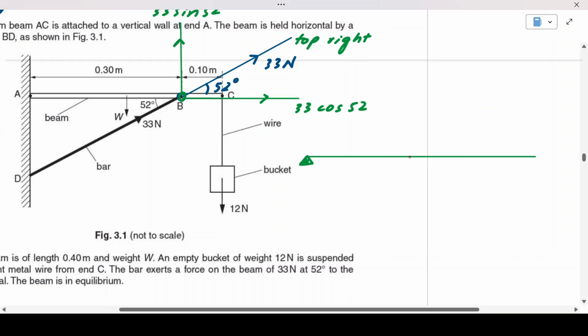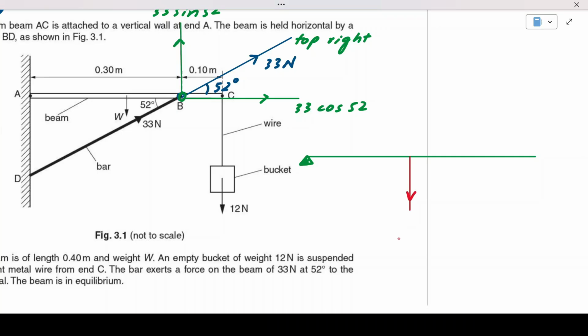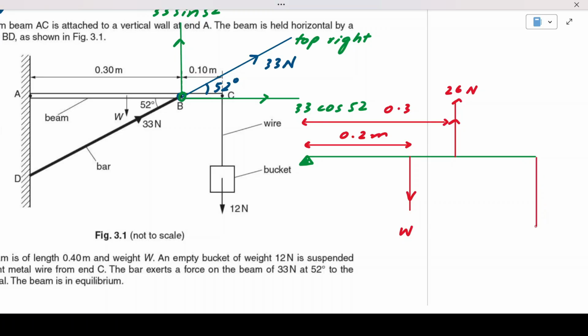One vertical force is the weight W, and since it's a uniform beam, the weight should be exactly in the middle. The total is 0.3 plus 0.1, which is 0.4, so the weight acts at 0.2 meters. The other force is the one we just found out, at a distance of 0.3. How much is it? 26 Newton. And there's a force at the end, the force of the bucket, which is 12 Newton.